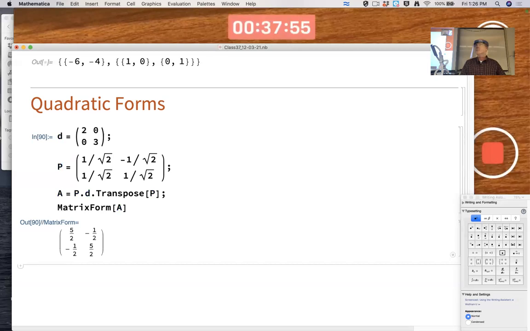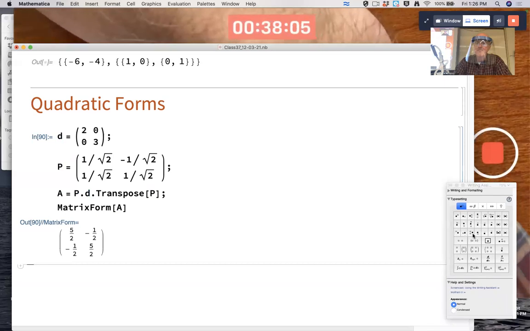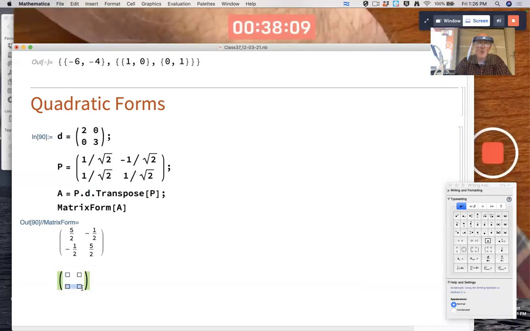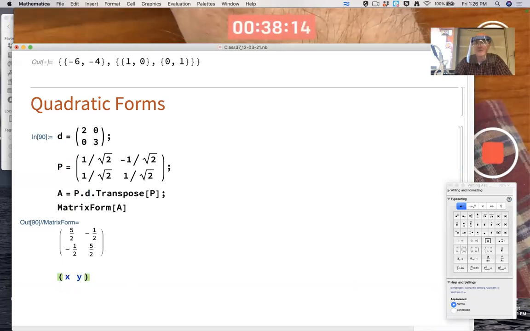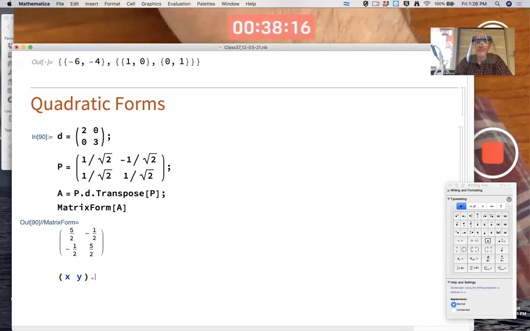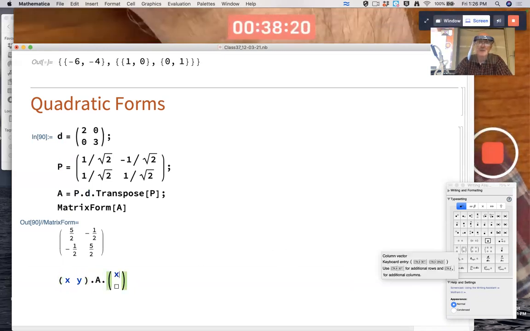So this is going to be my matrix from the quadratic form I'm trying to create. How do you actually create the quadratic form now? You start with an arbitrary row vector, xy, multiply that by the 2 by 2 matrix A, and then multiply by the corresponding column vector xy.